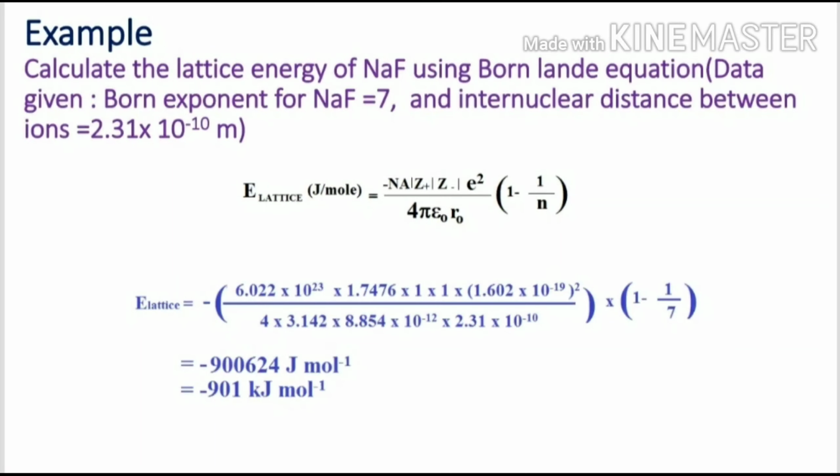Now we see one example. Calculate the lattice energy of sodium fluoride using the Born-Landé equation. The data given: the Born exponent for sodium fluoride is 7, and the internuclear distance between ions is 2.31 times 10 to the power minus 10 meter. Now you substitute the other values like the Avogadro number, the charges and the electronic charge, and the final value for sodium fluoride is minus 901 kilojoule per mole. So by using the Born-Landé equation, we can calculate the lattice energy.